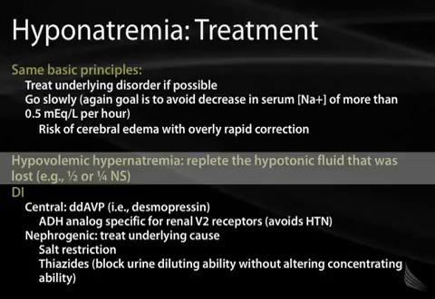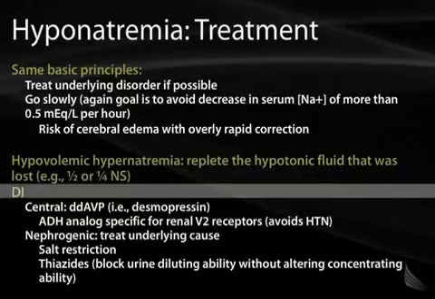With hypovolemic hypernatremia, replete the hypotonic fluid that was lost. Once again, you cannot administer simply normal saline because there is a free water deficit. Thus, you must administer some free water, either in the form of half or quarter normal saline. With diabetes insipidus, whether central or nephrogenic leads to what the underlying treatment will be.